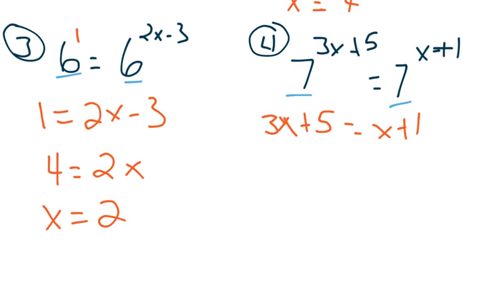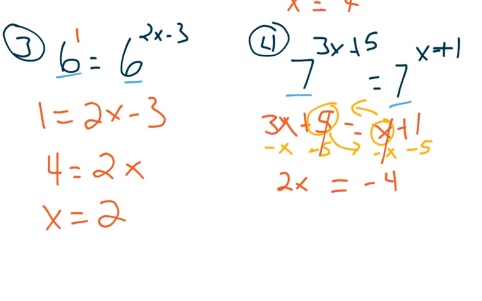Sorry for the handwriting. We've got variables on both sides, so I'm going to choose to take this x and move it that way, and then I will take this 5 and move it that way. I'm going to do that by subtracting x and subtracting 5. Minus 5, minus x. 3x minus x is 2x. Those cancel. 1 minus 5 is negative 4.